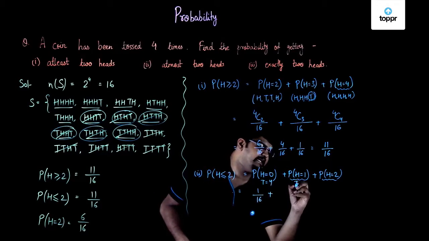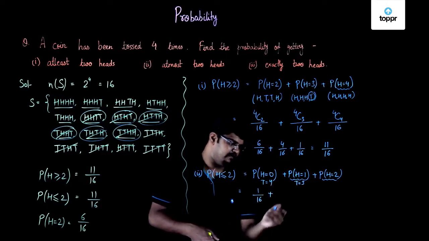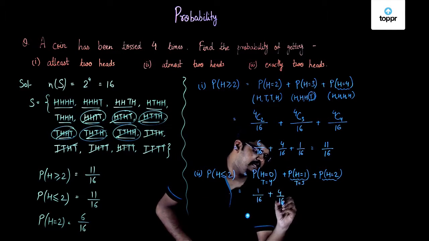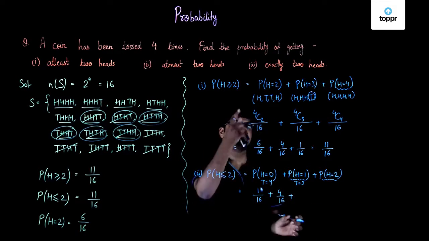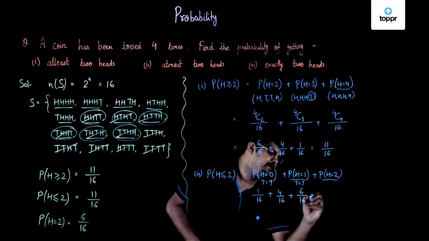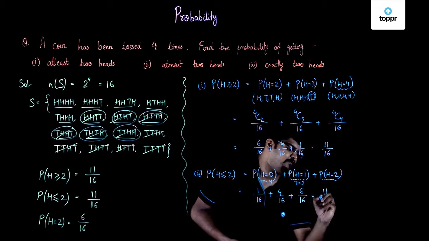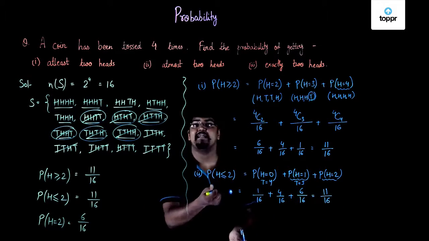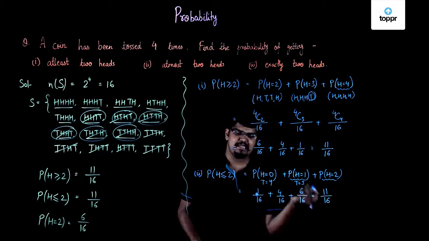Then if I consider tails as 3 here, this will be 4C3 by 16, so 4 by 16, and if I consider 2 heads, this is the same case in fact, so it will be 6 by 16. This means the total will be 11 by 16. The total probability in fact of getting at most 2 heads is 11 by 16.